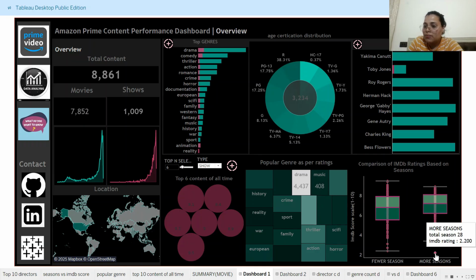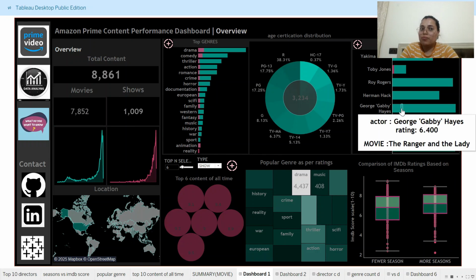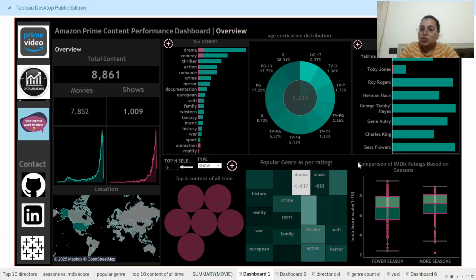There are also some outliers, like total seasons was 28 but the IMDb rating is 2.2. So it would also be a case where we can just exclude these kinds of shows if they do not have a good rating, because 2.2 is a very low rating as per the IMDb score, right? So critics are also very important for the content. So this was all about the overview of the data.